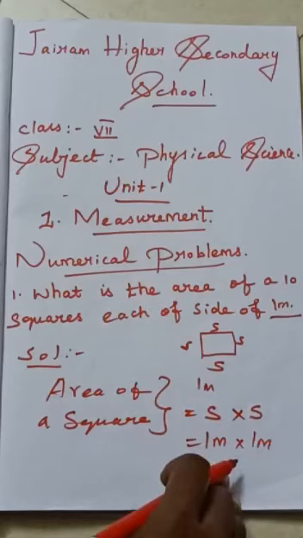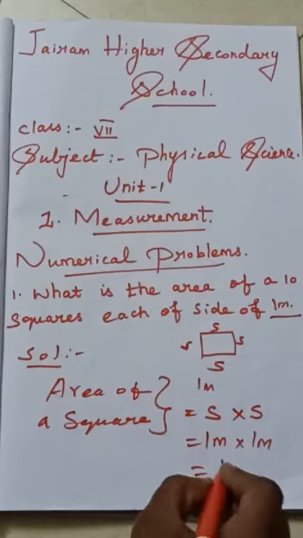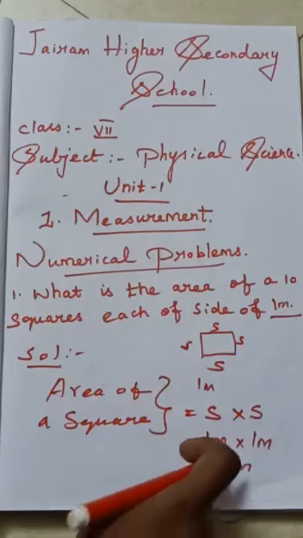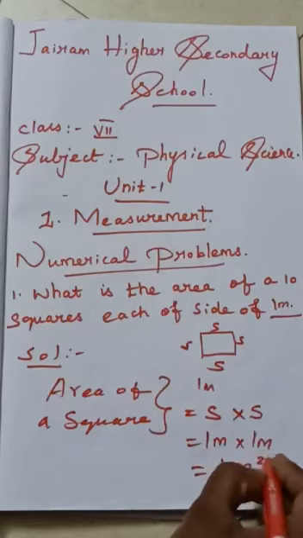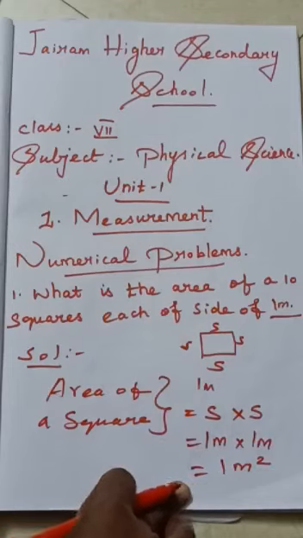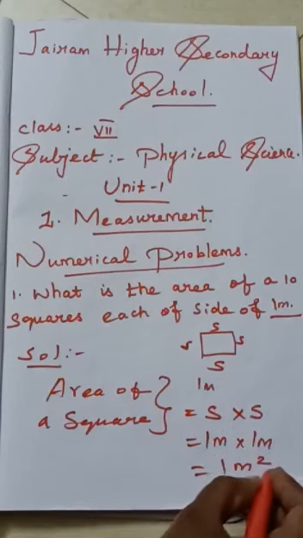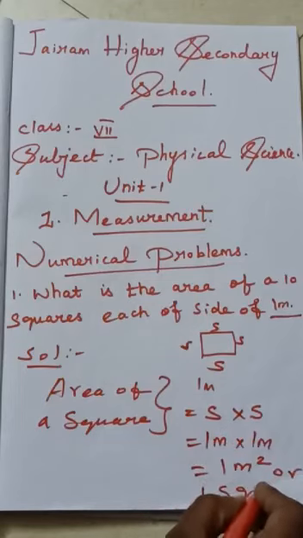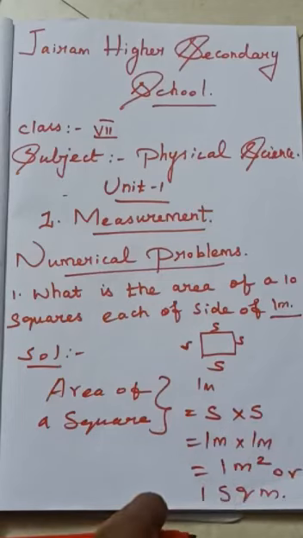So from this, we'll get what? 1 into 1, 1. Meter into meter, meter square. So what is the answer? 1 meter square, or else we can write this meter square as 1 square meter. Is it clear?